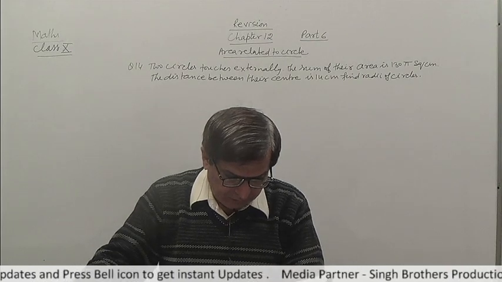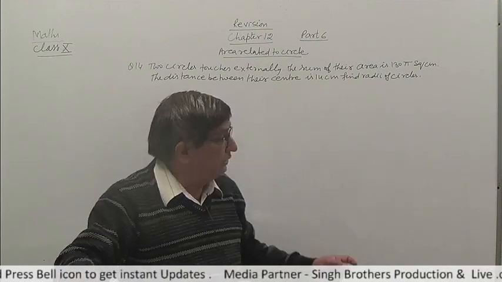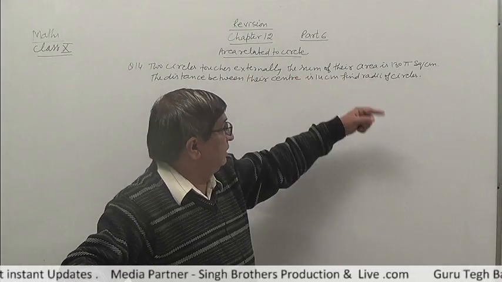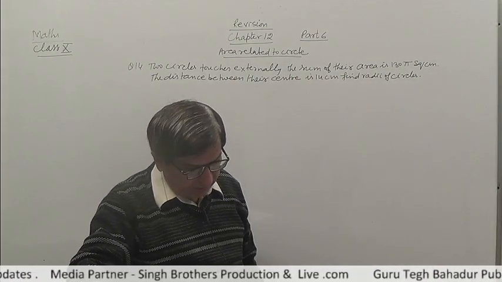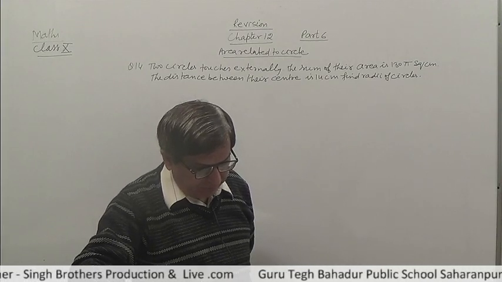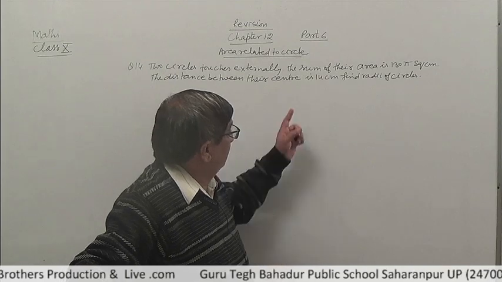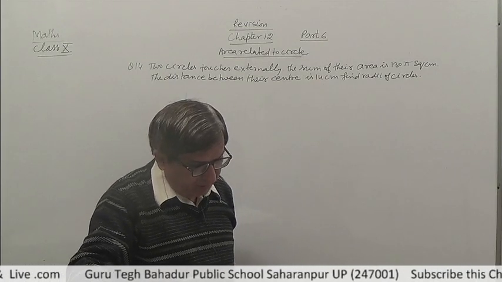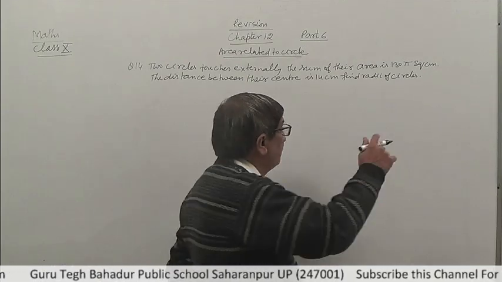Question number 14. Two circles touch externally. The sum of their areas is 135 square centimeter. The distance between their centers is 14 centimeter. Find the radii of the circles.